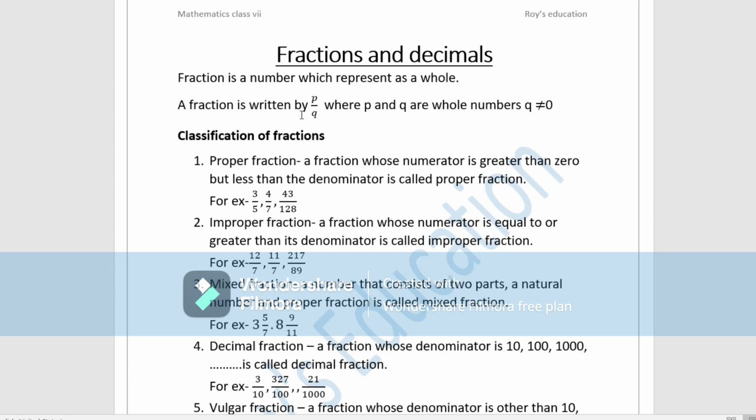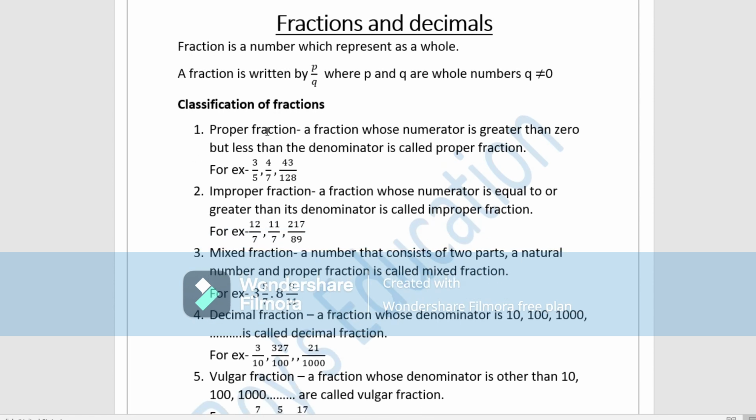So what is this classification of fraction? First you see proper fraction. What is this proper fraction? The numerator is greater than 0. The upper part is called the numerator, and this numerator will be greater than 0 but less than the denominator.